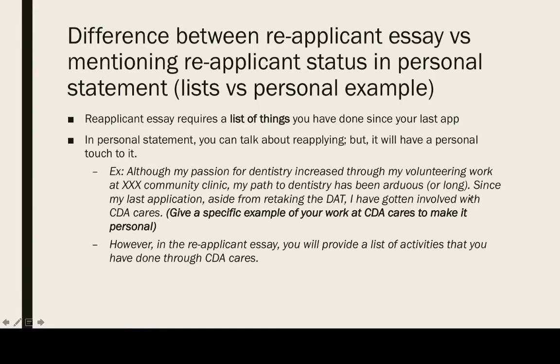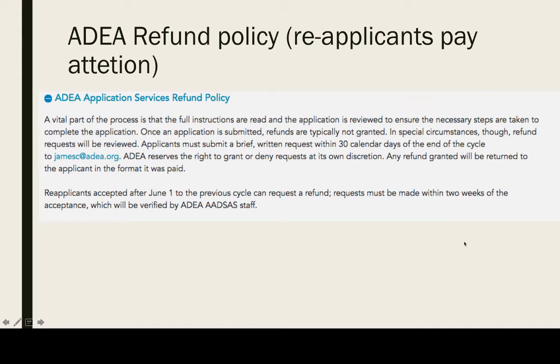All right. If you're not a reapplicant and you're looking to get a refund: some students apply for the AADSAS application and then feel that they don't want to apply to dental school anymore. You can ask for a refund within 30 days of applying, after you submit your application. Or if you're a reapplicant, you can ask for a refund within 2 weeks of getting accepted by a dental school. For example, if you're waitlisted at NYU and you got accepted on July 7th, you have 2 weeks to reach out to AADSAS. If you have applied a second or third time, you have those 2 weeks to ask for a refund, given that you're going to go to NYU or whichever school you were waitlisted at.